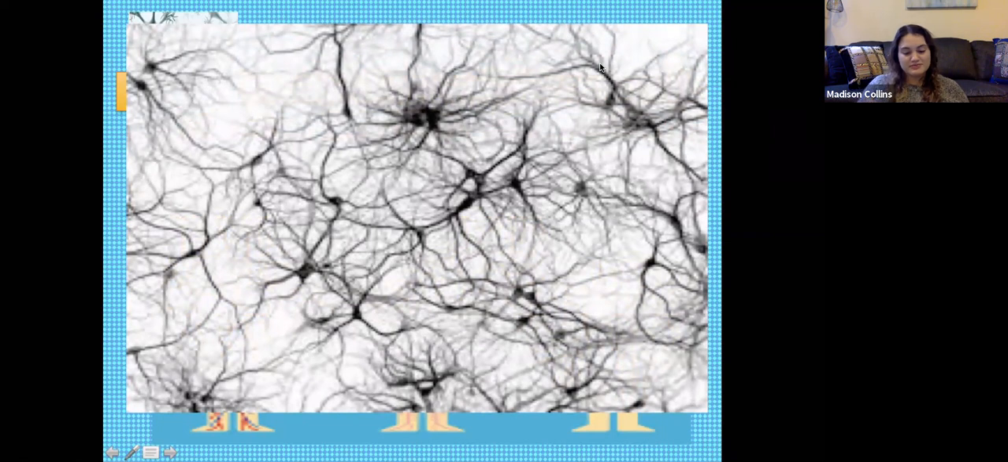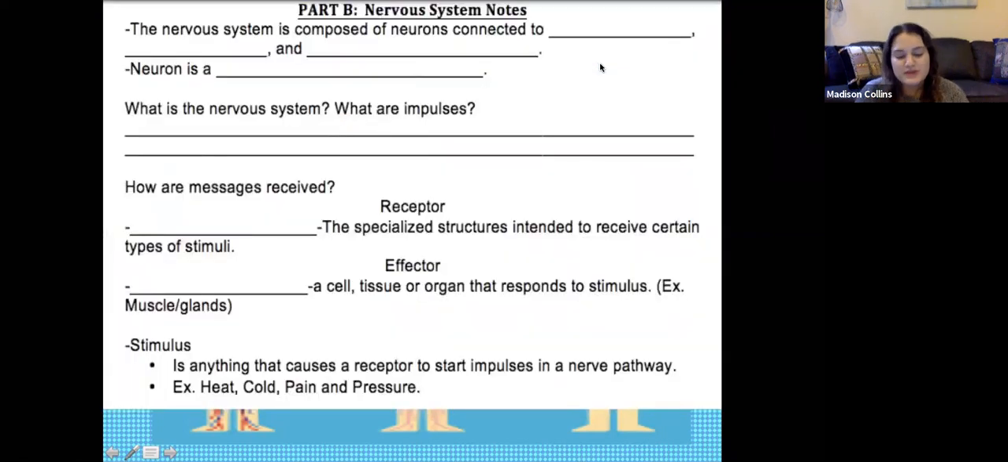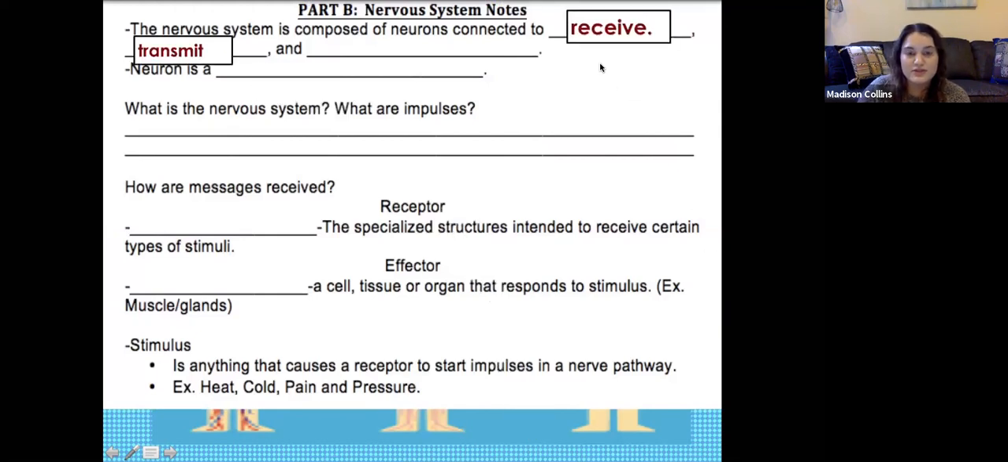All right. Now we've got a few notes we need to take about the nervous system, okay? So follow along with me. The nervous system is composed of neurons connected to receive, transmit, and process information. So the three things you need to write down are receive, transmit, and process information. But what exactly is a neuron?